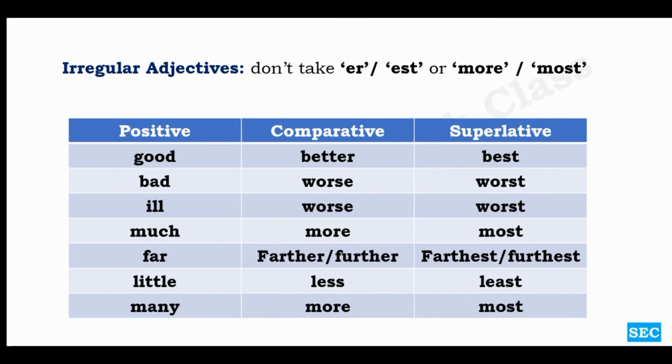And the er, more or most rule is not possible with them. Irregular means away from the regular, which is not regular at all. You can't bind them under a single rule. Much, more, most. Far, farther, farthest, or far, further, furthest. Little, less, least. Many, more, most. So these are the irregular adjectives which do not take er or est or more or most in their comparative and superlative forms. They don't follow any spelling rules.